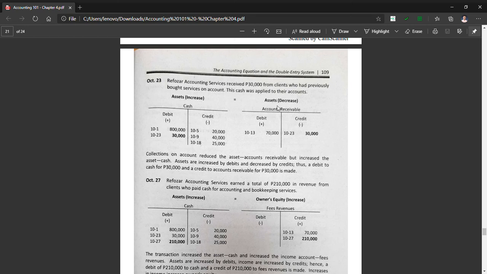So, any decreases, of course, in the asset should be on the credit side. So, we will be crediting accounts receivable 30,000. Okay, so in this transaction, we debited cash, 30,000, and we credited accounts receivable, 30,000.